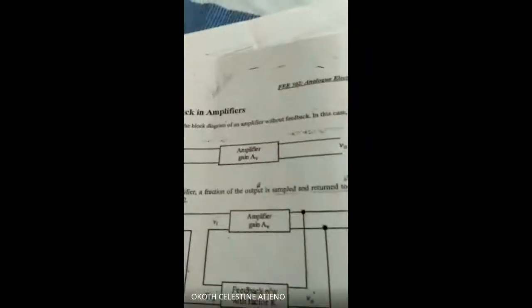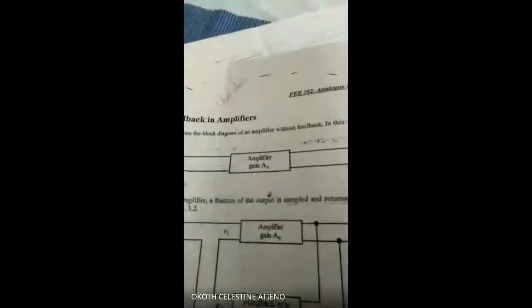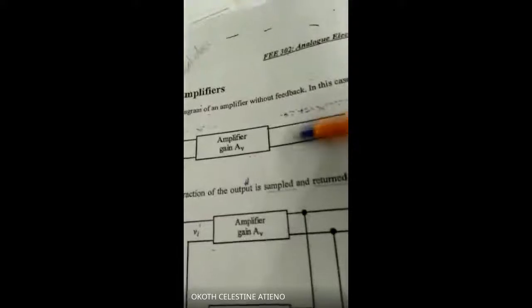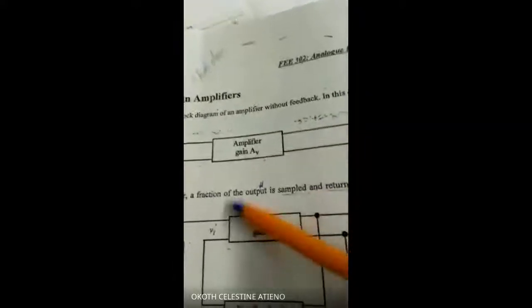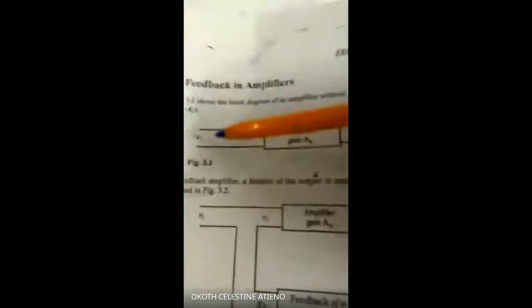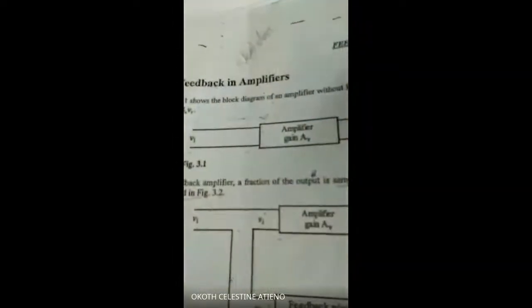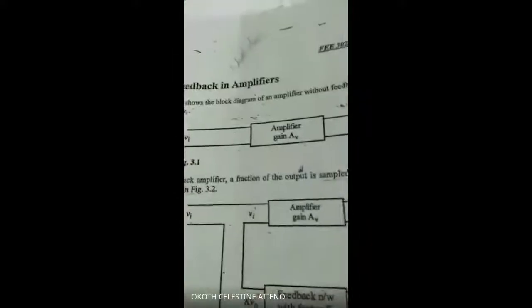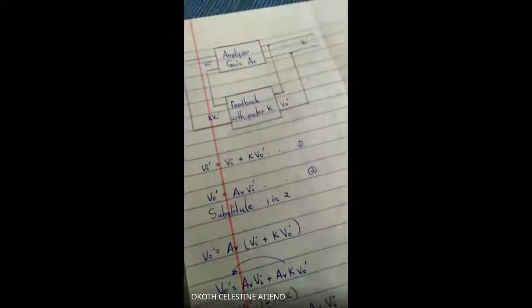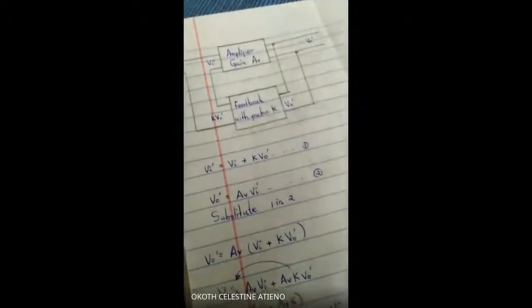But an amplifier with feedback means some fraction of the output is sampled and put back, returned to the input. So it's like we'll have two inputs: the actual input and the input that is returned. Let me show you that. Okay, first, can you hear me? Someone just say yes so that I know. We can hear you.